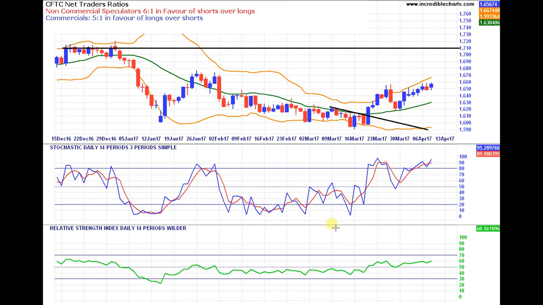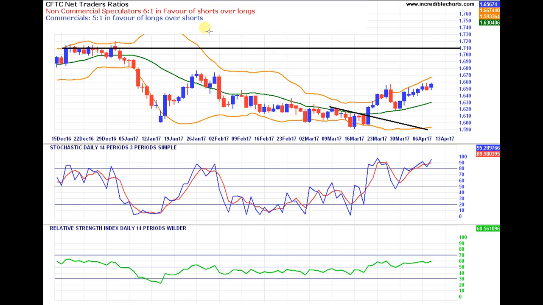GBP AUD daily chart. For the moment, I've just drawn in two levels: the level I entered through and my target up at 171. I'll draw some more lines in a moment on how you could potentially get into this trade long, if of course you wanted to. Now, in terms of the CFTC Net Traders positions, there are none for the crosses, but they're easy to work out.